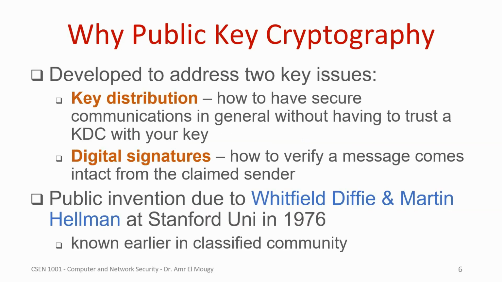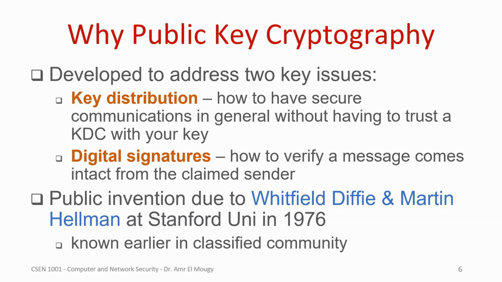Up to the 1970s, symmetric encryption was the only branch of cryptography in wide use, and public key cryptography was not invented for the sake of regular encryption like AES. Public key cryptography was invented to address 2 key issues. The first one is key distribution. How do we exchange the symmetric key in AES?